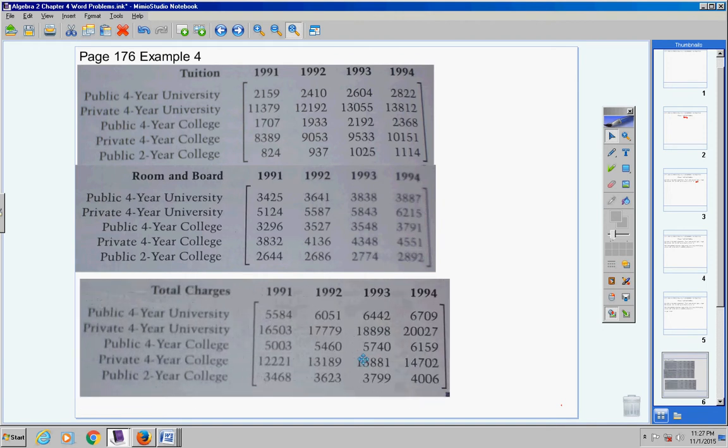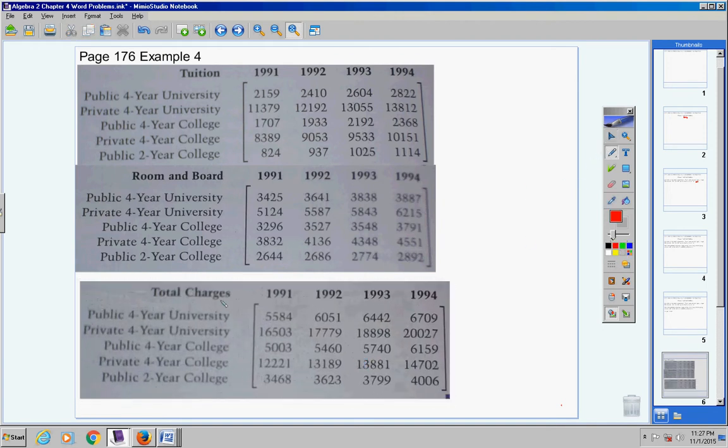This right here. There you go. I put total cost, they put total charges, and they took this number here, plus this number here, and got this number here. They took this number here, plus this number here, and got this number here. They took this number here, plus this number here, and got this number here. Okay, guys, so that's a pretty easy problem.